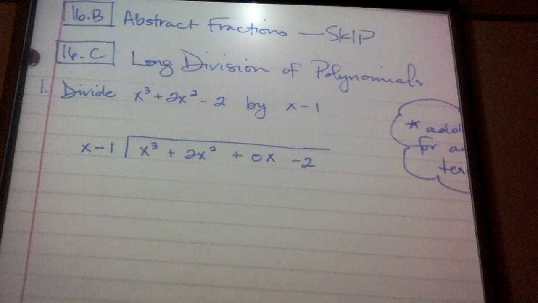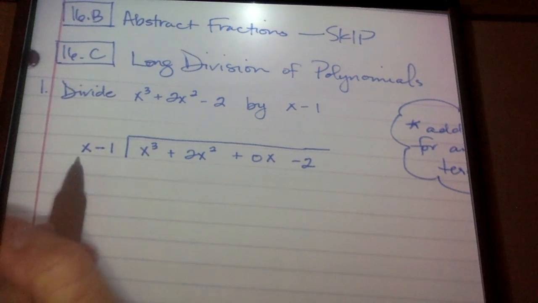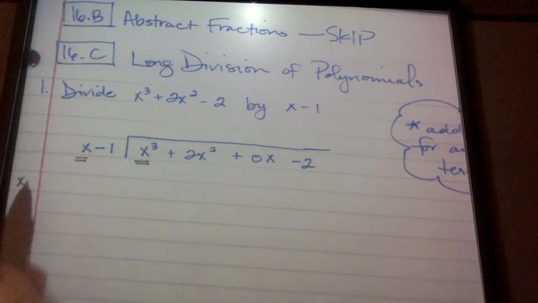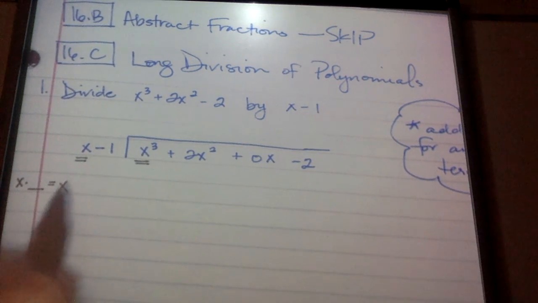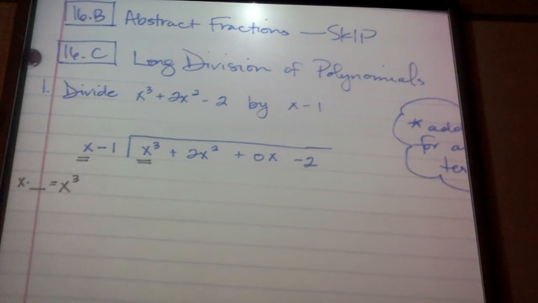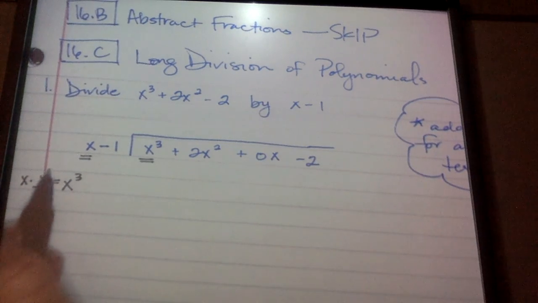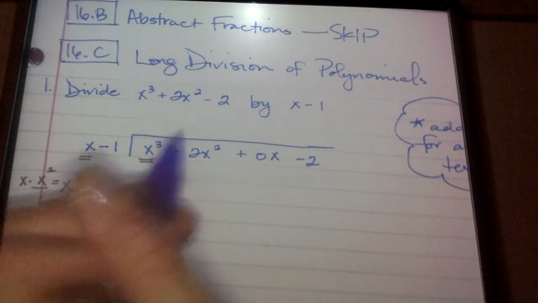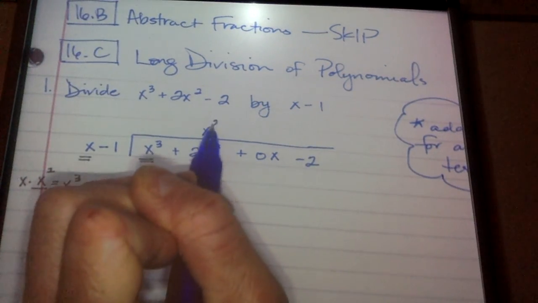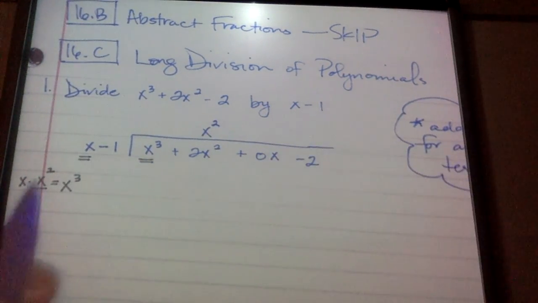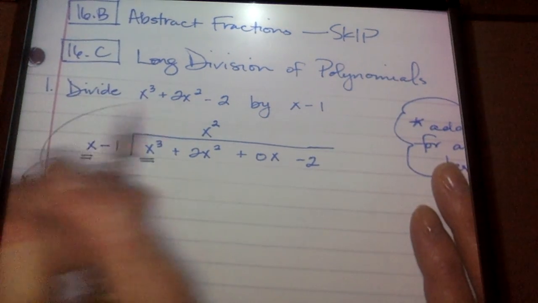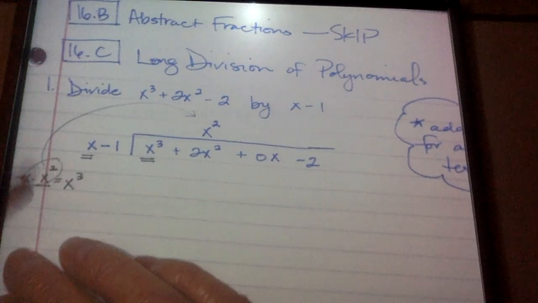So here we go. All we care about is the first term on the outside and the first term on the inside. X times what would give me x cubed? And in this case, it would be x squared. So that is the first term that's going to go up here. And you line it up above its like term. So once you find what this is, it goes up here. Okay?